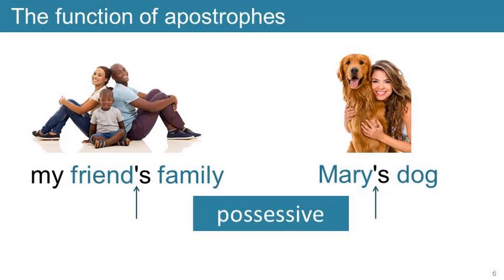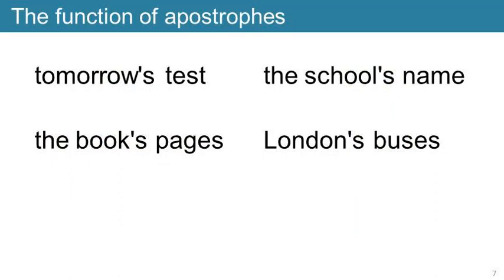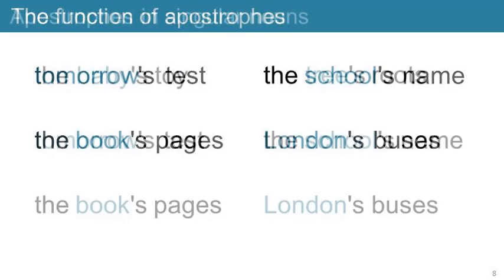The grammar word for this kind of relationship between two nouns is possessive. Friend and Mary are possessive nouns and need an apostrophe. It's important to know that non-living things can also have a possessive relationship, as in these examples. Tomorrow's test, the school's name, the book's pages, London's buses. The highlighted words are possessive nouns, and so they need an apostrophe.